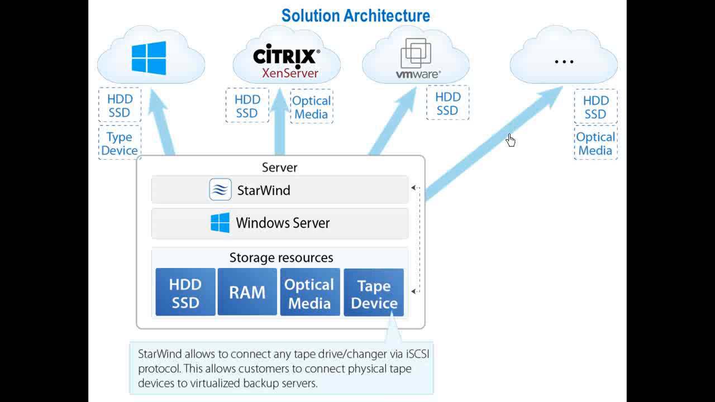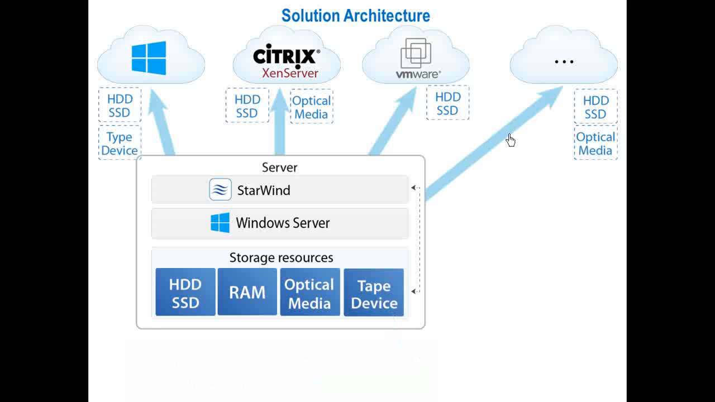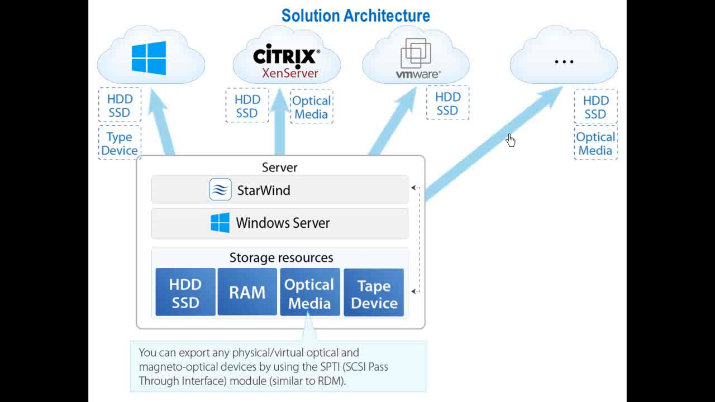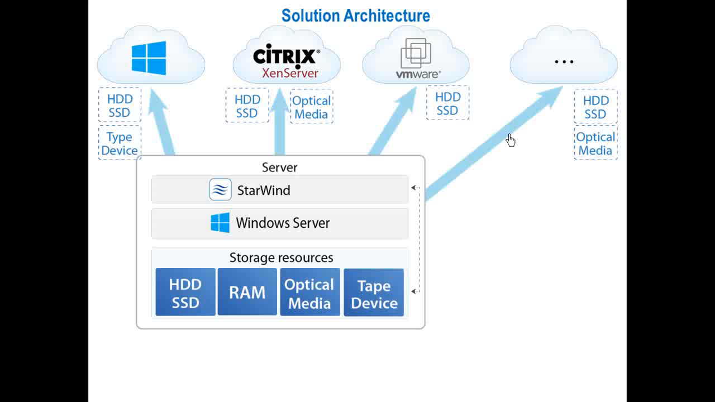It can be a tape device. StarWind allows you to connect any tape device or drive exchanger via the iSCSI protocol, which gives you the ability to back up onto tapes using software such as, for example, DPM. Our software also allows you to share optical media. You can export any physical or virtual optical and magneto-optical device, which is the technology used for sharing optical media, let's say to thin clients, for example, or maybe some VDIs.